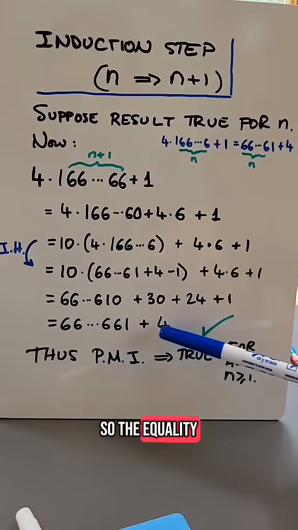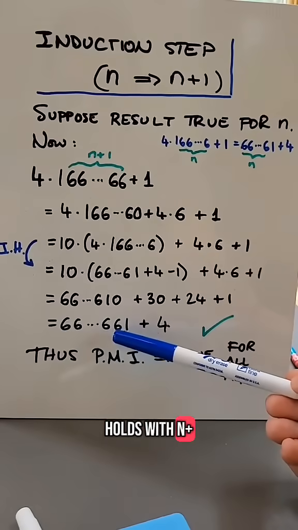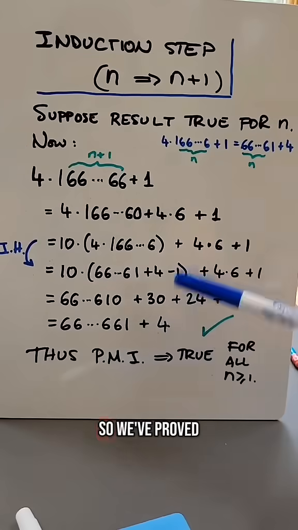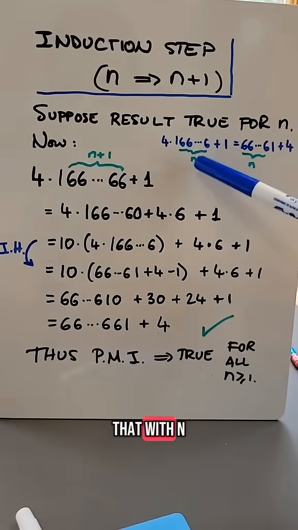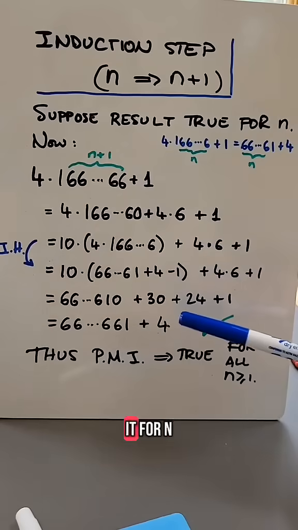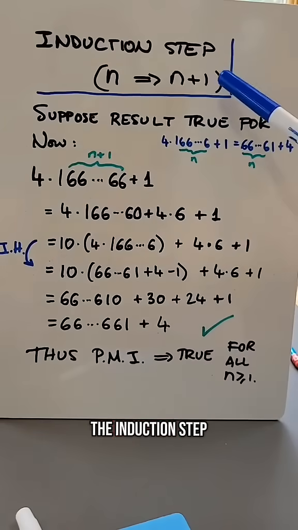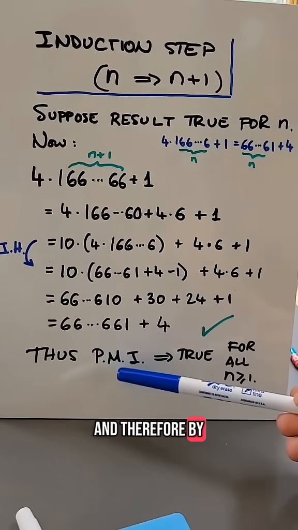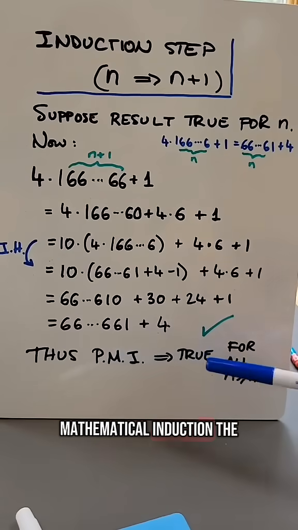So the equality holds with n plus 1 sixes over here. So we've proved that knowing it for n, I know it for n plus 1. So I've proved the induction step, and therefore, by the principle of mathematical induction, the statement is true.